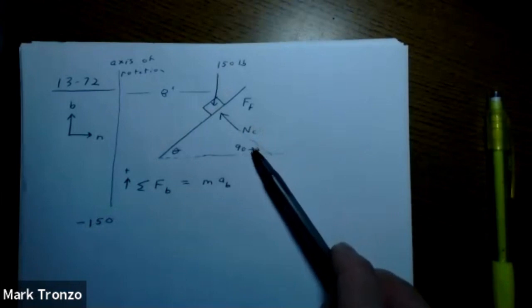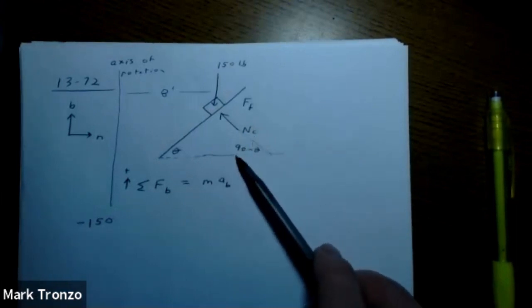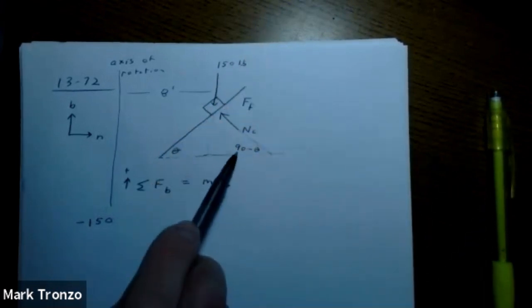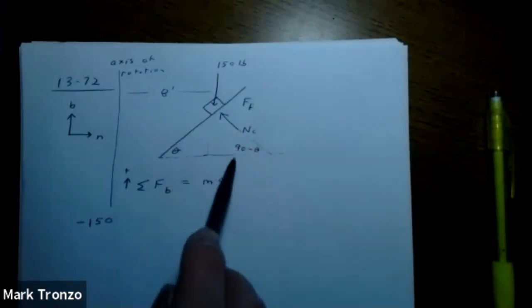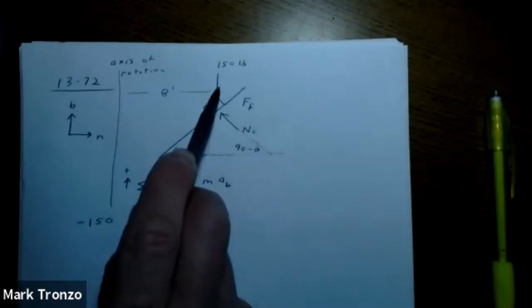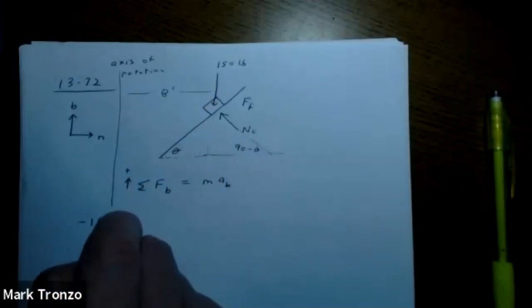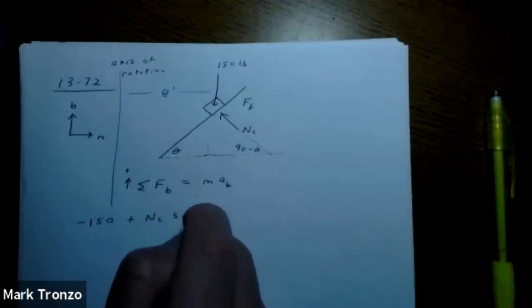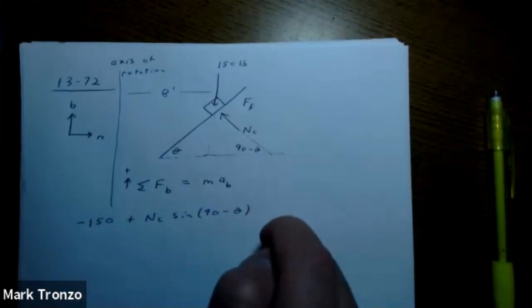And then this force here is going to be working in the positive direction. And let's see, if this is 90 minus theta here, then going in the upward direction, cosine of this angle puts us in this direction. So if we want to go in the B direction, this is going to be sine. So plus NC sine 90 minus theta.